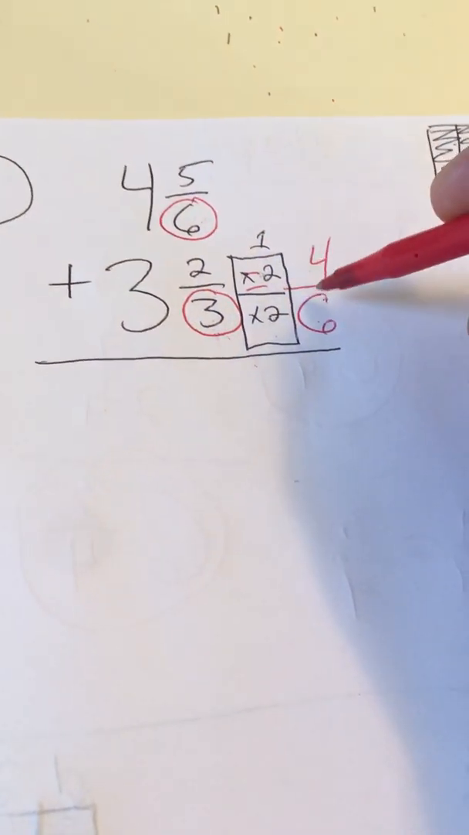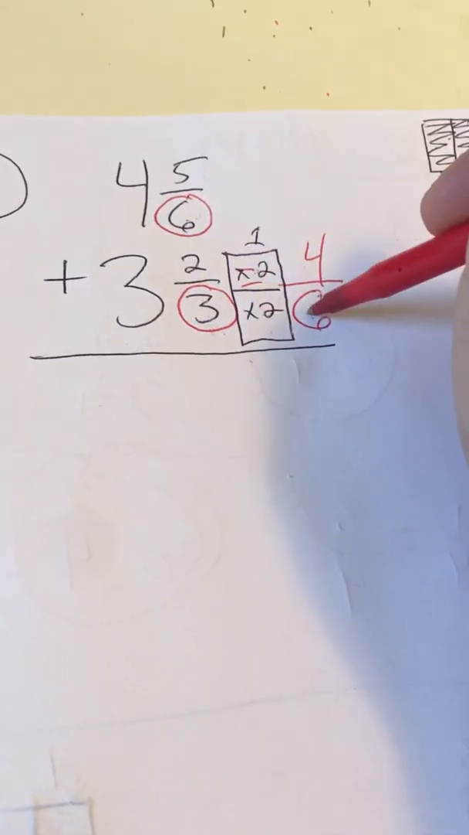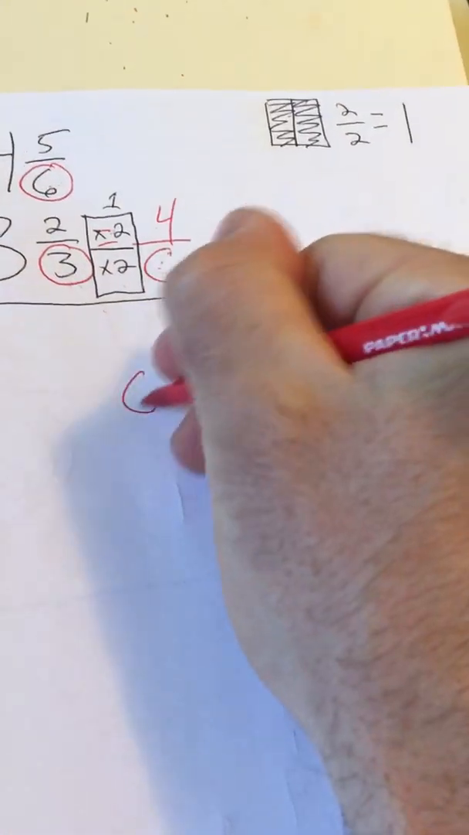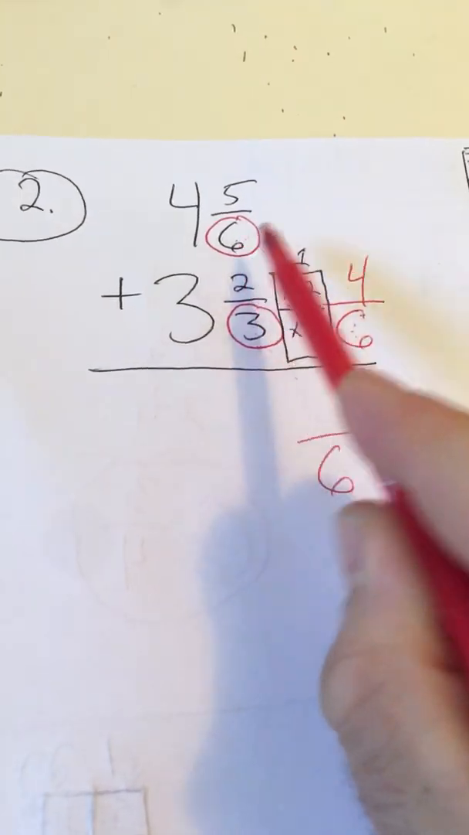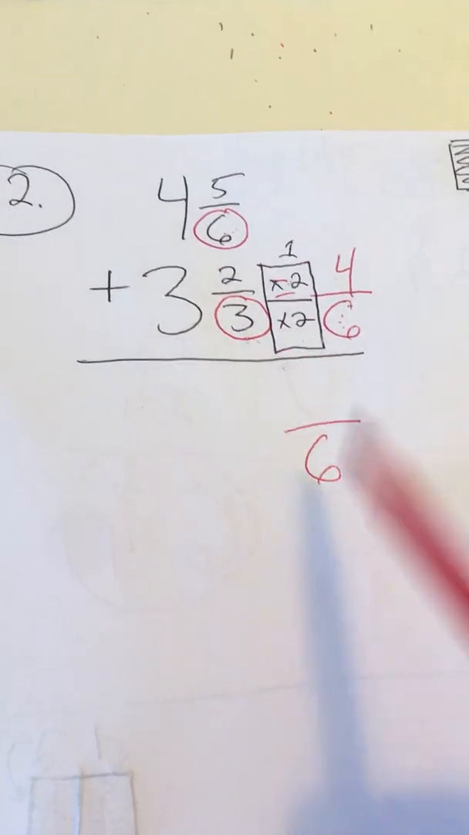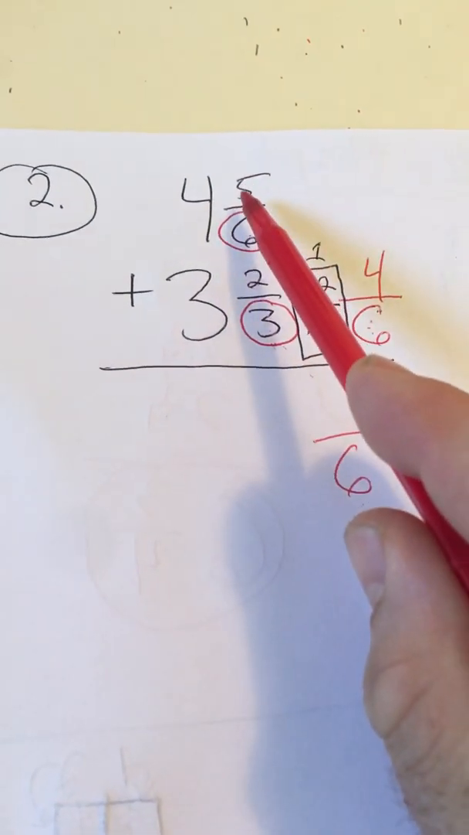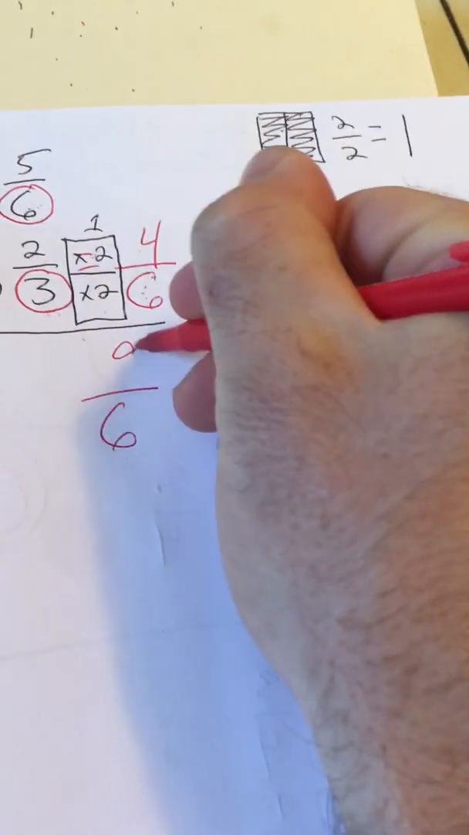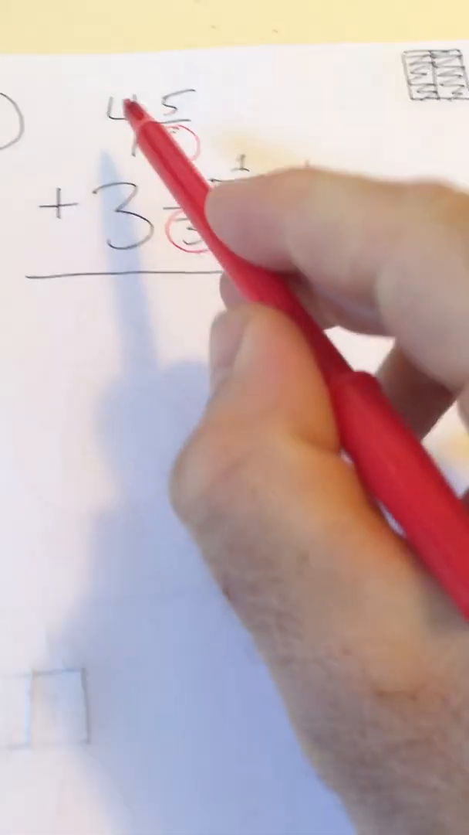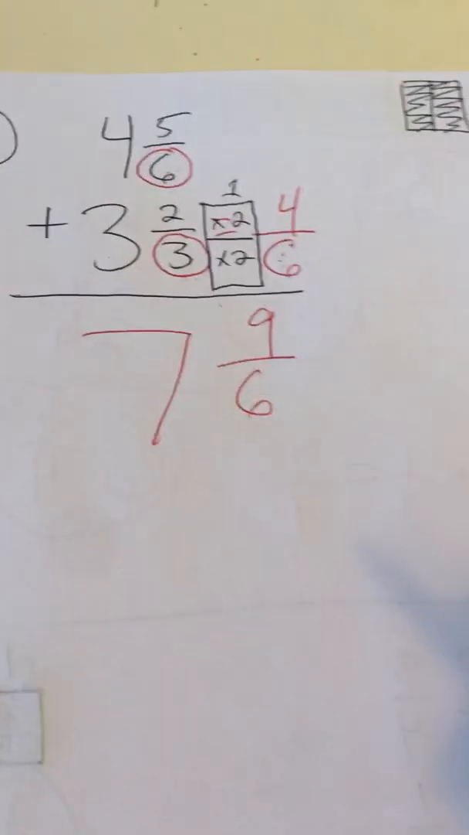Now we have sixths. Now we can add them together. Okay, so our denominator is going to stay the same. Once they're the same, then you keep them the same for your answer. And you're only going to add the numerators. So 5 plus 4 is 9/6. And now we'll add the whole numbers. 4 wholes plus 3 wholes is 7 wholes.